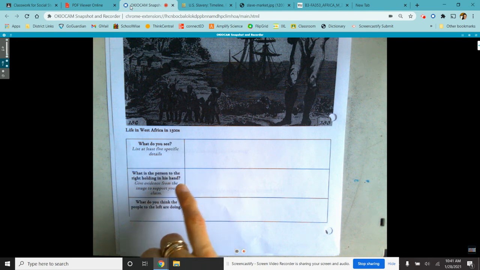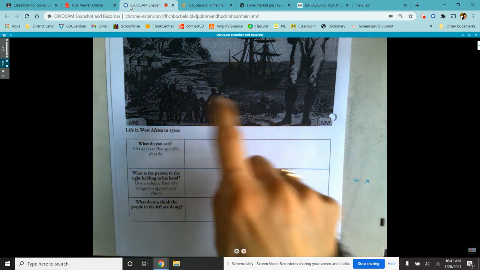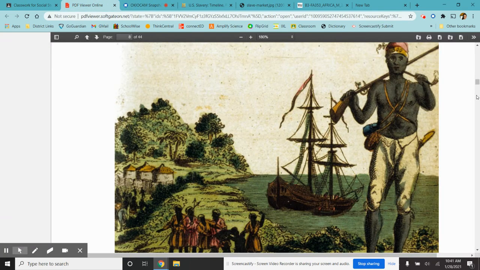So our packet asks, list at least 5 specific details. All right, so what do you see? 5 things that you see. So I'm going to show you this picture. Pause it for a second. 5 things that you see. Now, what do I see?